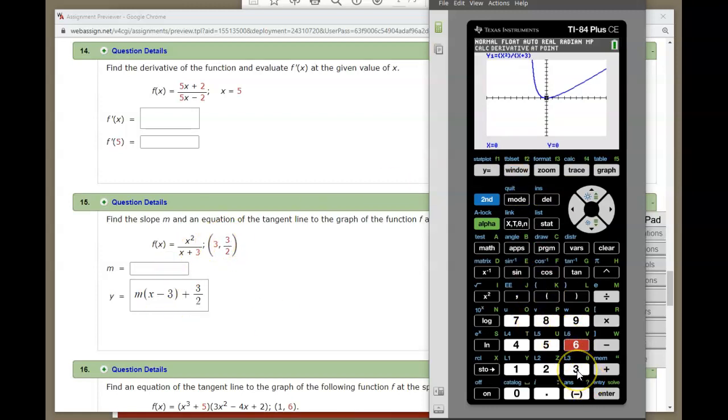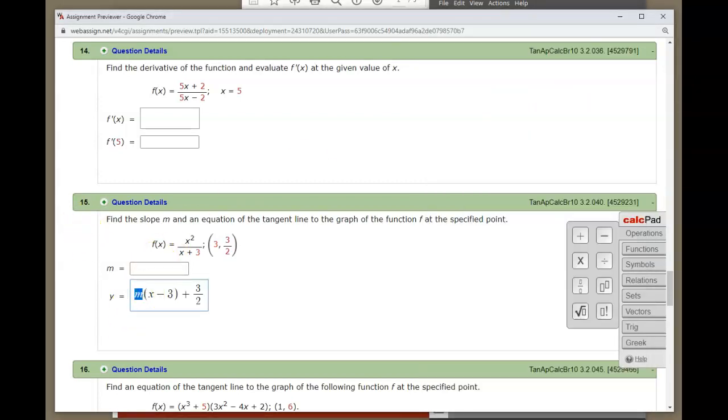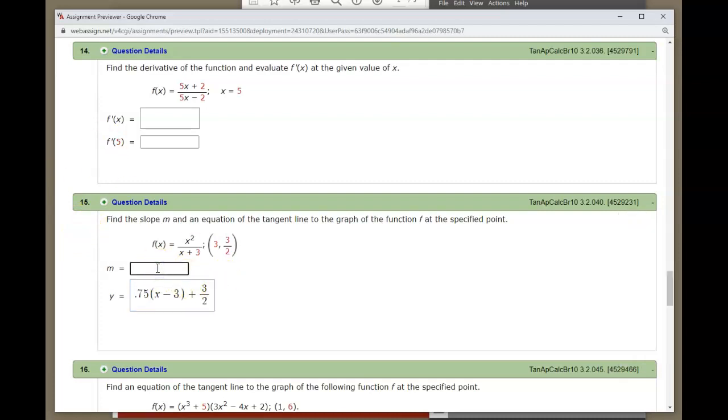So we'll type 3. Remember that one doesn't give us anything. It just blinks there. It's blinking at me like I'm supposed to know what I'm doing, and I do. And I end up with the derivative is 0.75. So in here I would put 0.75, or 3 divided by 4. So my slope is 0.75 also here.